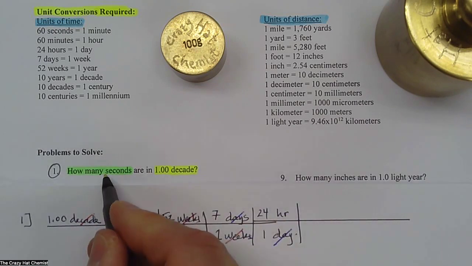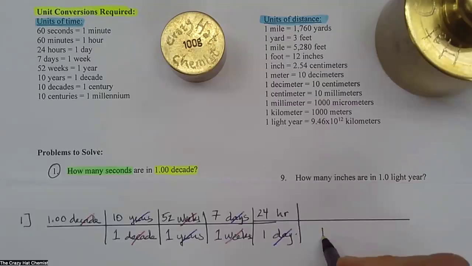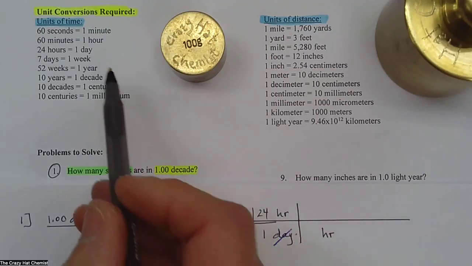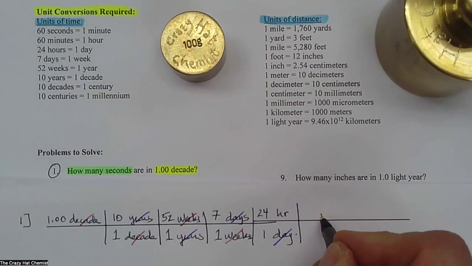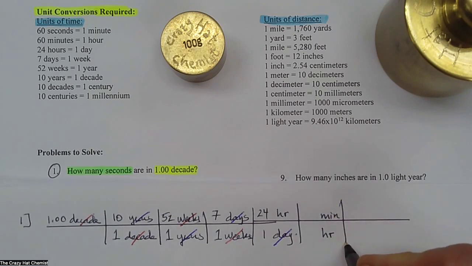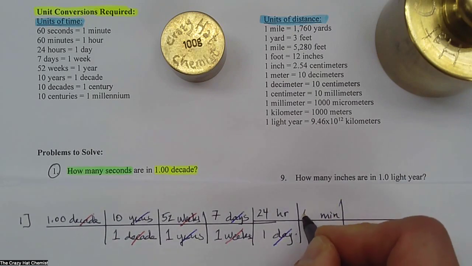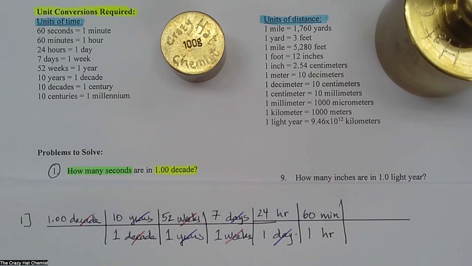I don't want hours, I want seconds. So hours are here in the numerator. Hours must be in the denominator. So 1 hour is equal to minutes. So vertical stop. So 1 hour is equal to 60 minutes. Now you should see that the hours cancel out. I would have minutes in 1 decade. I'm almost done.